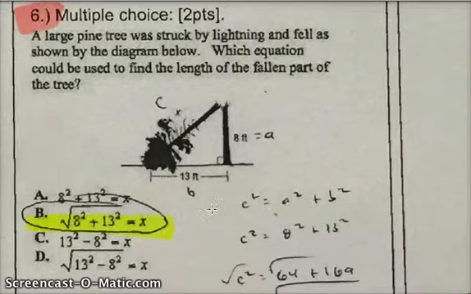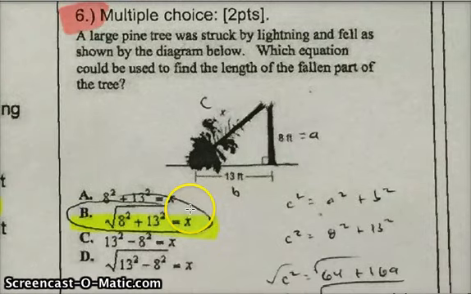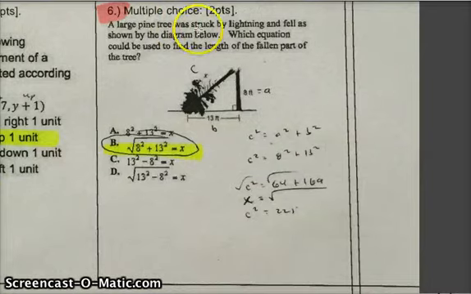Question number 6. I know I have one above that. A large pine tree was struck by lightning and fell as shown in the diagram below. Which equation could be used to find the length of the fallen part of the tree? Now over here you should recognize that you have a right triangle and you have two sides of a right triangle, therefore you use the Pythagorean Theorem.